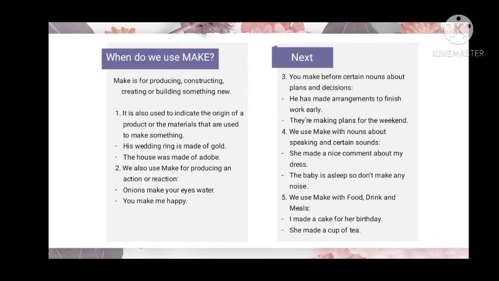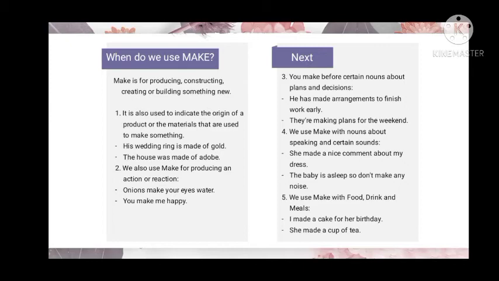When do we use make? Make is for producing, constructing, creating, or building something new. 1. It is also used to indicate the origin of a product or the material that is used to make something. Example: His wedding ring is made of gold. The house was made of adobe.